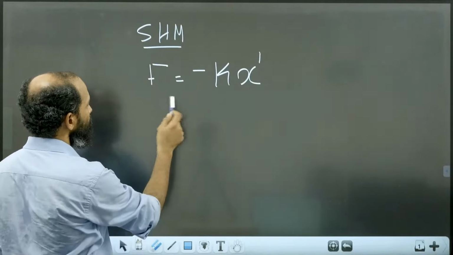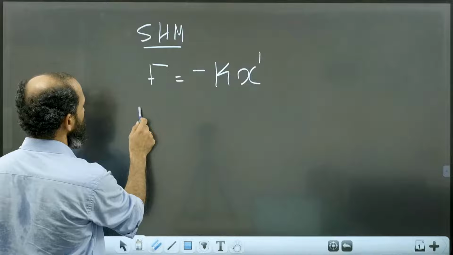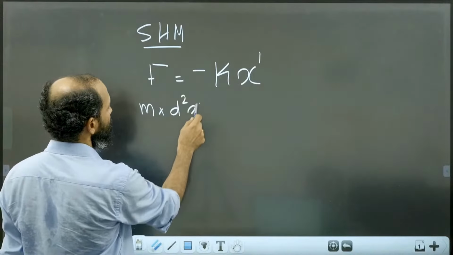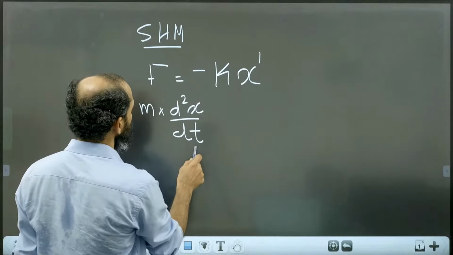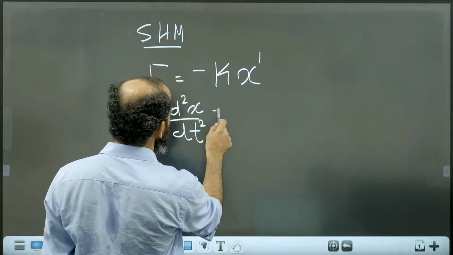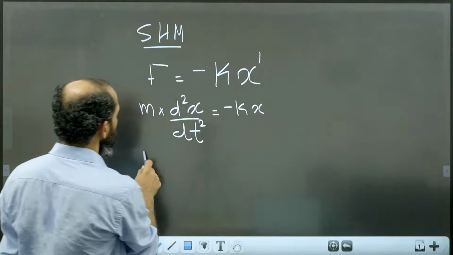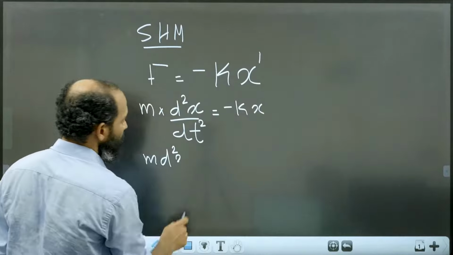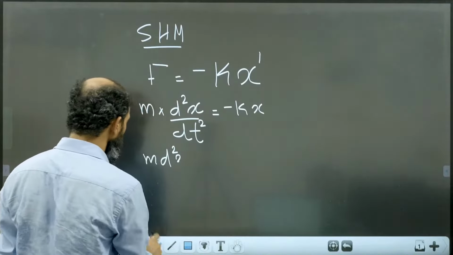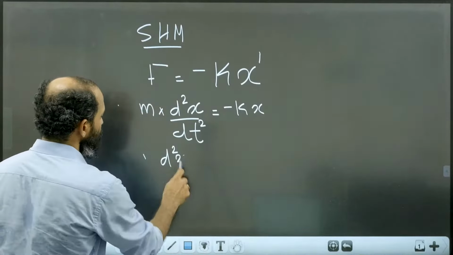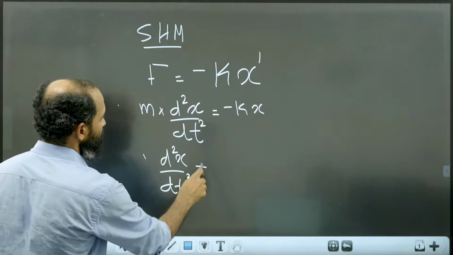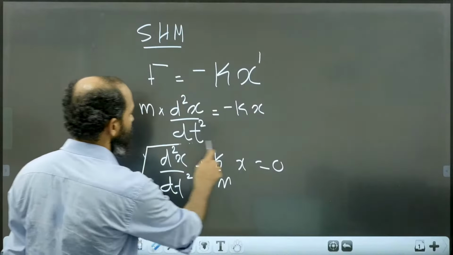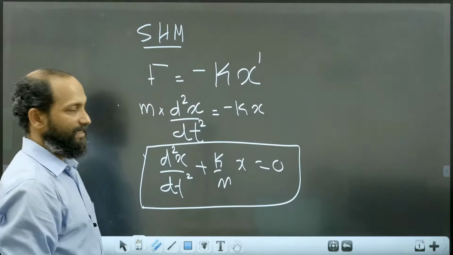This can also be expressed as F equals mass into acceleration. Acceleration is expressed as the second derivative of position with time. So m d square x by dt square is equal to minus kx. That is, m d square x by dt square plus kx equals 0. So d square x by dt square plus k by m x is equal to 0. This is a second order differential equation in x.